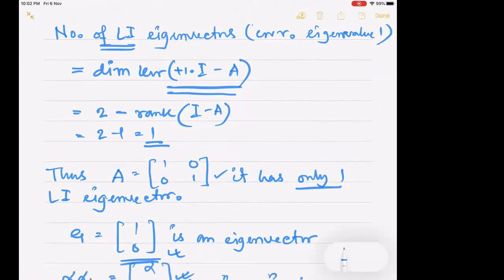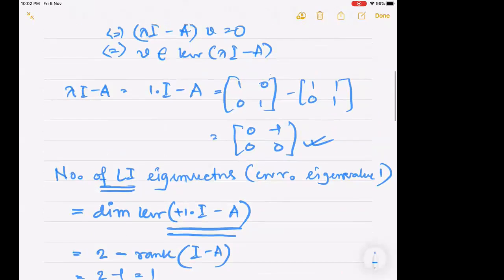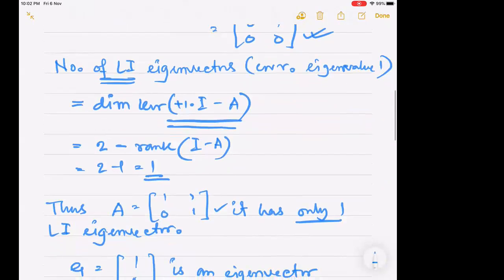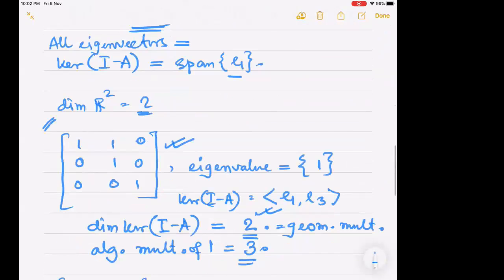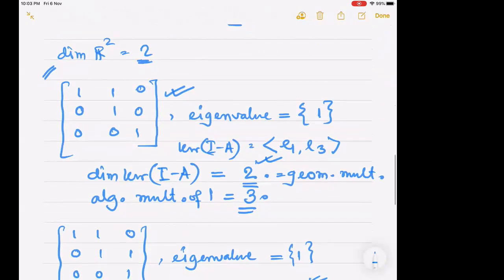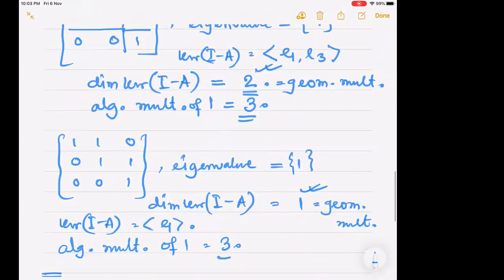There was a mistake here. This is 1, of course. Right? Look at this. This is block diagonal. This is one block and this is one block. So what do we mean by a block diagonal matrix?